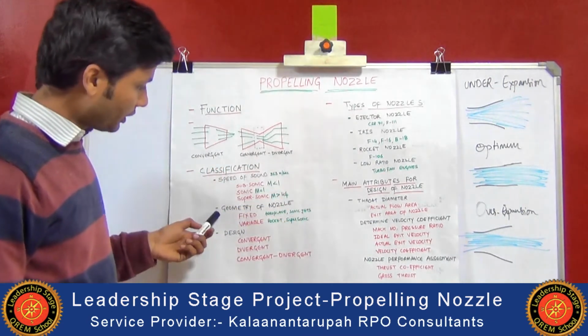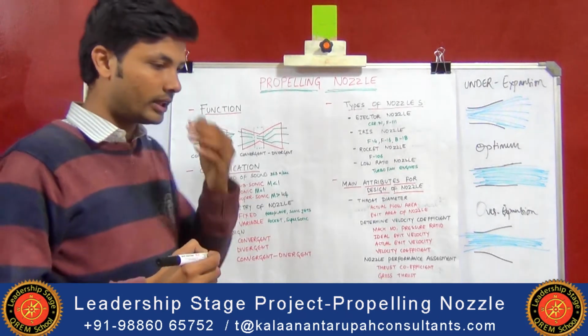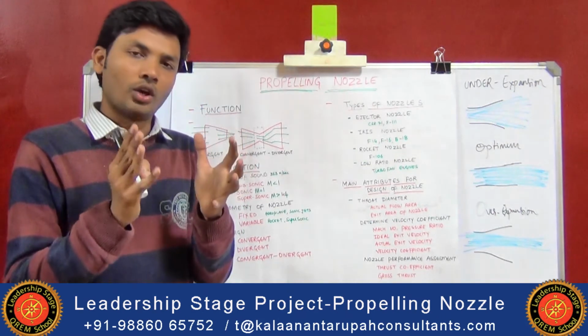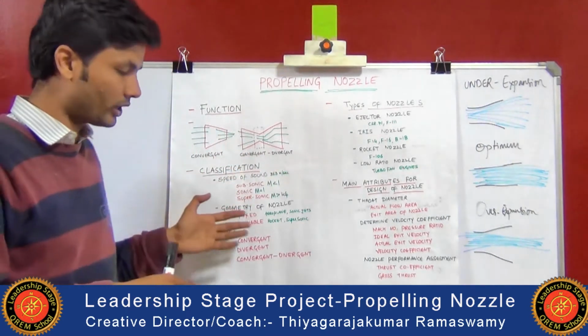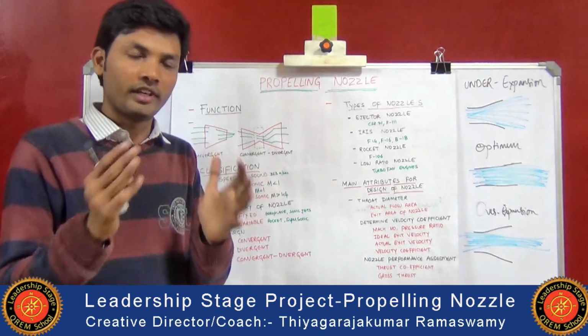And then we'll see classification with respect to the geometry of the nozzle. Geometry is nothing but how the nozzle is performing. There are two types of nozzle with respect to the geometry: one is the fixed nozzle, the other is the variable nozzle.